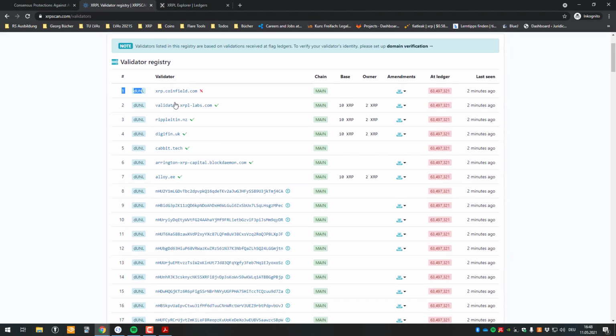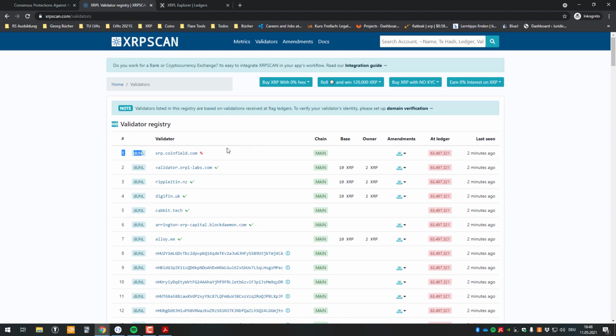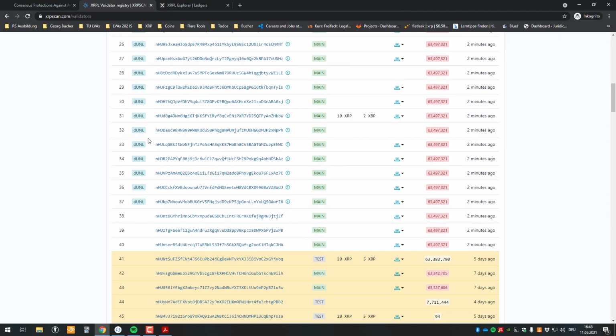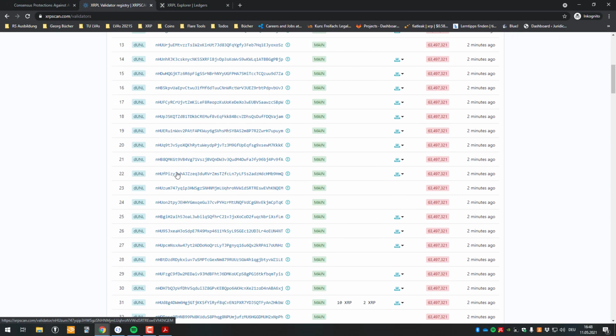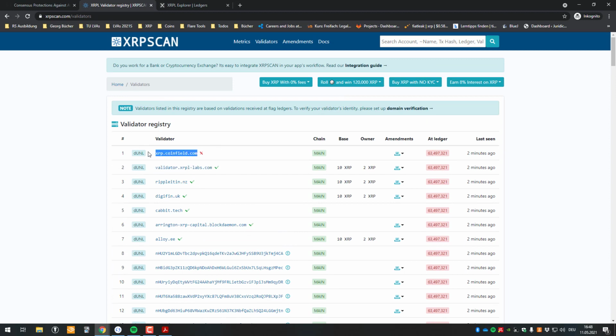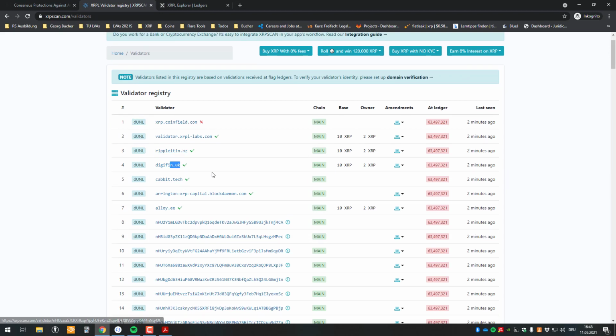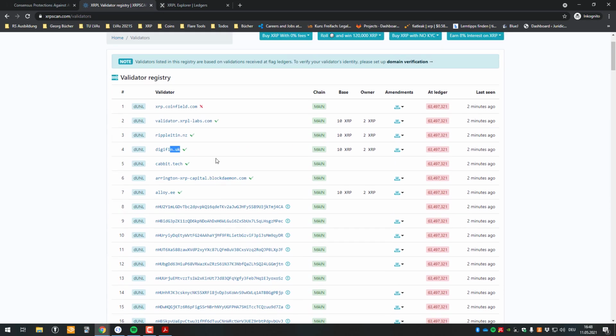Each validator has a so-called UNL, a unique node list. Each validator can decide himself which other validators he wants to trust. So this validator trusts all the other 36 validators here, and there are different entities running those. For example, we've got Rippleton.nz, Digifin UK, so there's one in the UK, Cabitag, Arrington XRP Capital, Blockdaemon.com. You can also check it out a little bit.